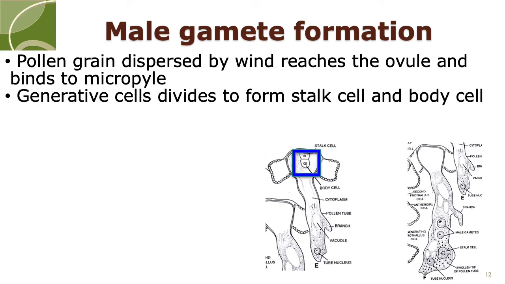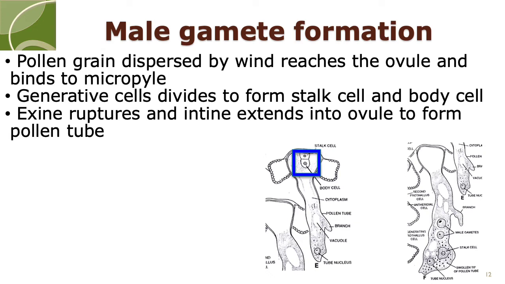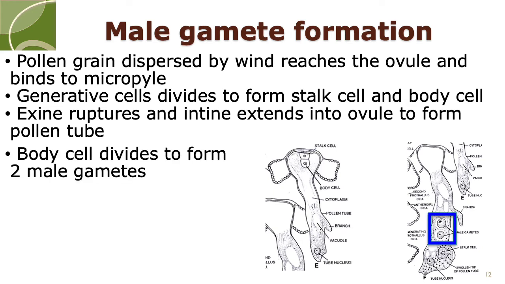The generative cells that are present divide to form a stalk cell and a body cell, which is what we can see in that blue box. The exine of that pollen grain then ruptures, and the intine extends into the ovule to form a pollen tube. And there we can see the tube-like structure in that blue box in the figure below.